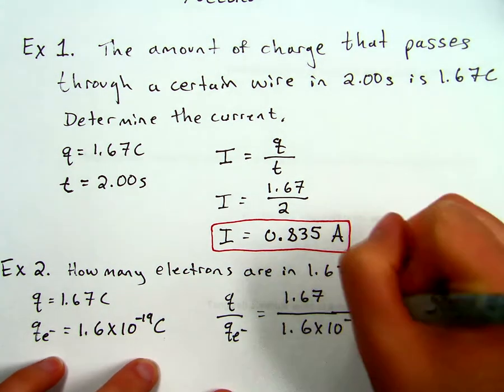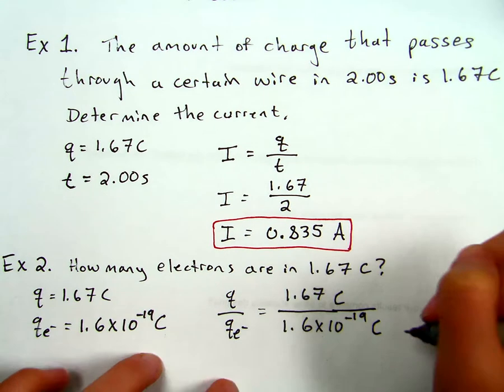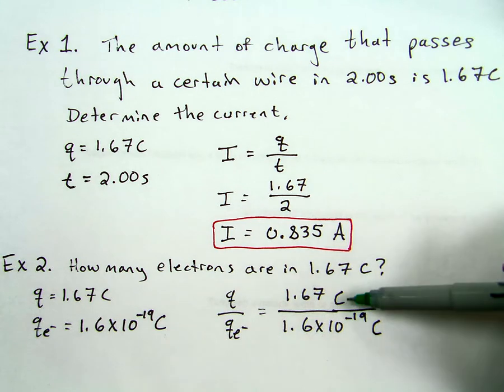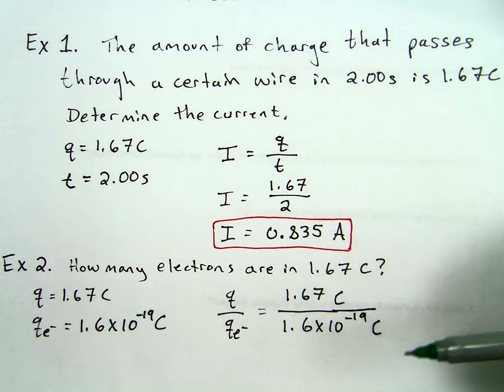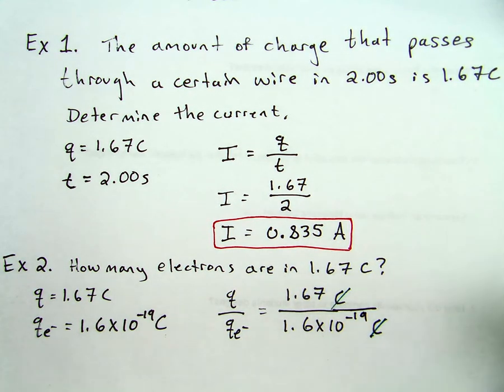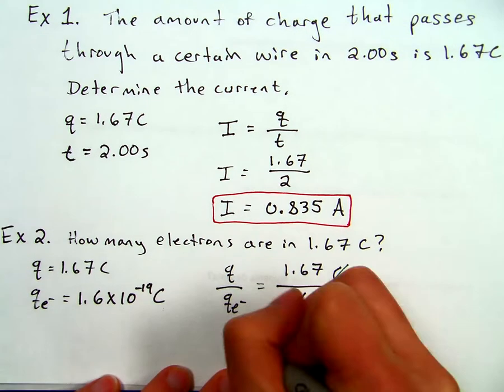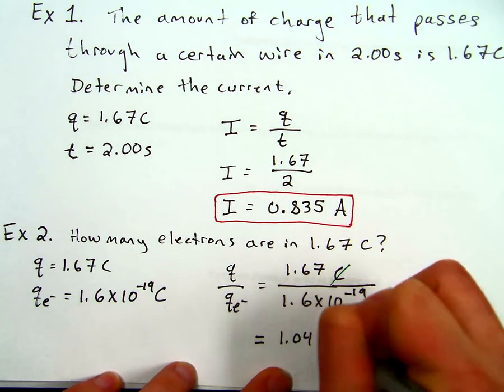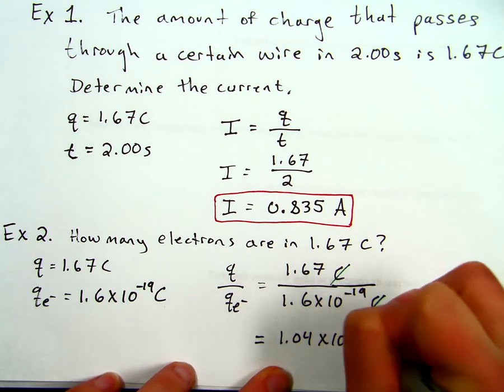Now I'm going to add the units here. You don't have to add the units in your problems, but I'm going to put them here for emphasis. When you take a coulomb and divide it by a coulomb, what happens to the units? Well, they're going to cancel out. So our units cancel out and we're left with just a number. But that's okay, that's what we want. We want just a number. We want to know how many electrons there are. And so this comes out to be 1.04 times 10 to the 19th electrons.